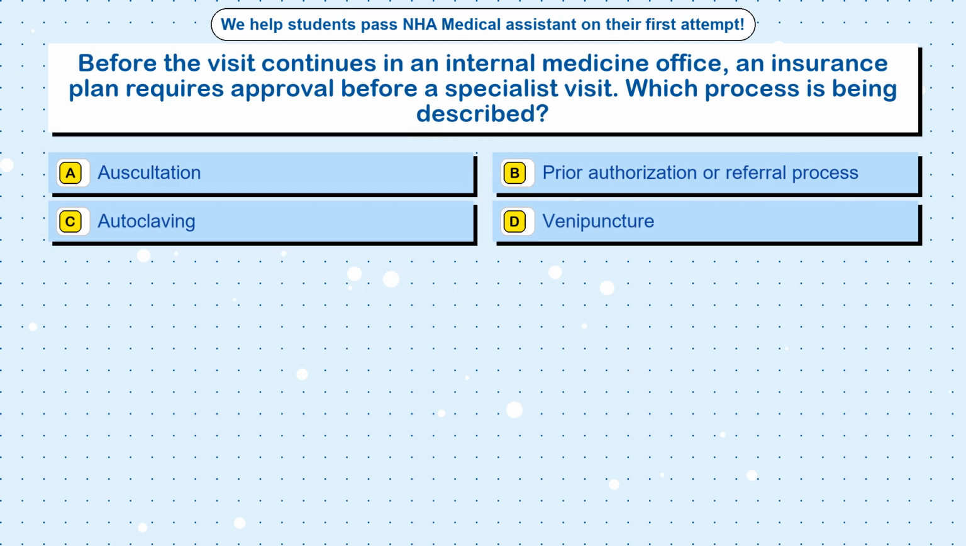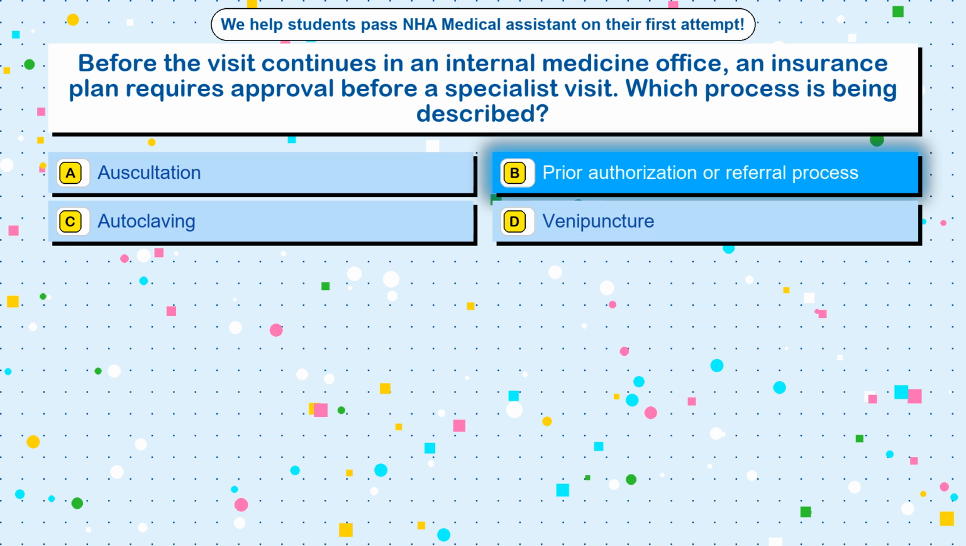Question 94. Before the visit continues in an internal medicine office, an insurance plan requires approval before a specialist visit. Which process is being described? Option A. Auscultation. Option B. Prior authorization or referral process. Option C. Autoclaving. Option D. Venipuncture. The correct answer is option B.